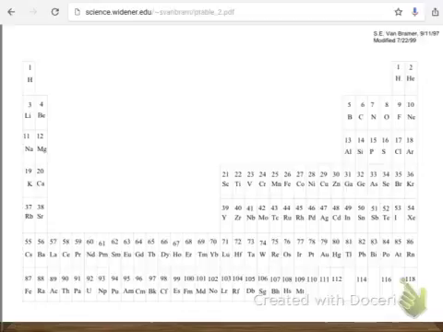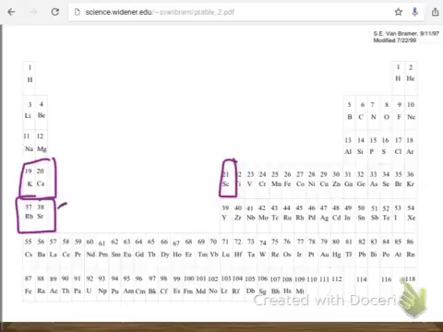I never saw this in high school. I never saw this in college. And subsequently, it never made sense to me. I love this thing. It makes total and perfect sense. So here we were filling in the 4S, and then we went to the 3D, right? So here we're filling in the 5S, and then we go to the 4D.